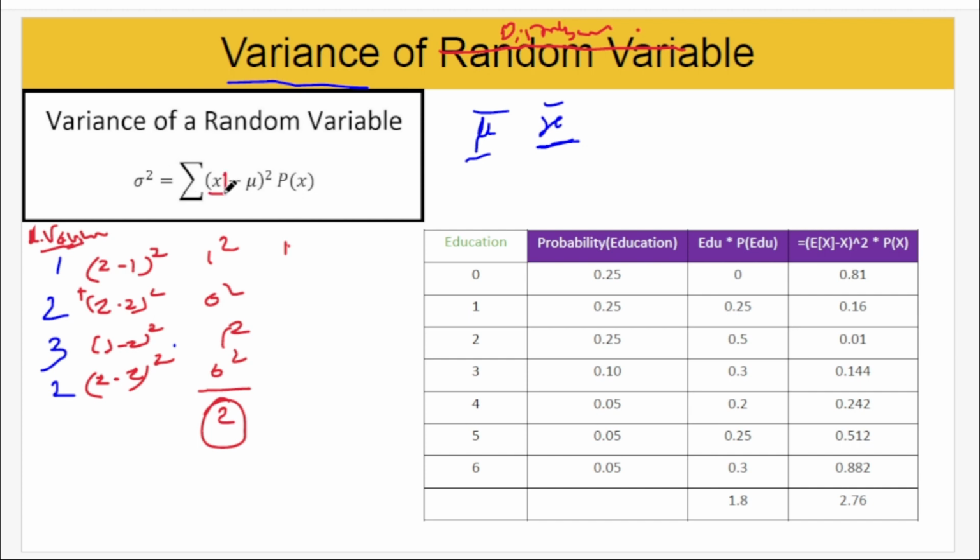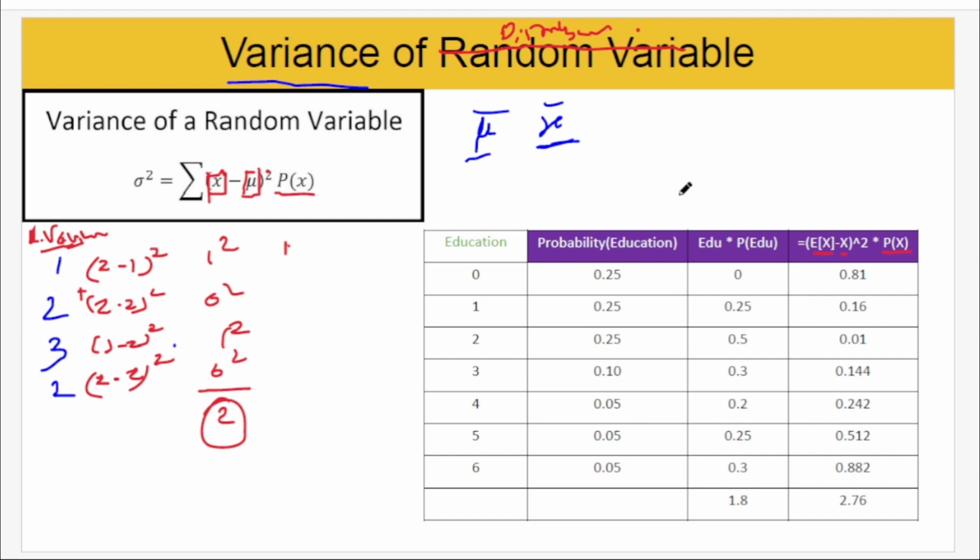X is your observation minus mu, which is your actually expected value, multiplied by the probability that it takes x. This is a whole square. So here I have written the formula for you. It is the expected value of x minus mu, whole square, into the probability of x, with which I will calculate.